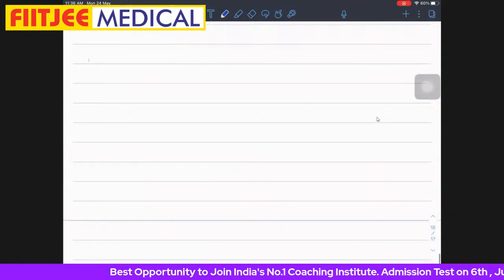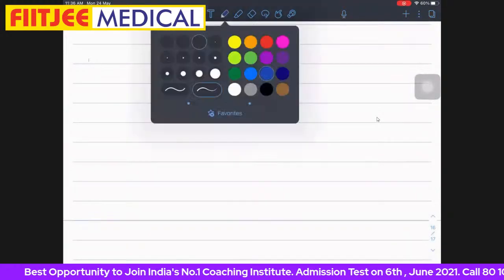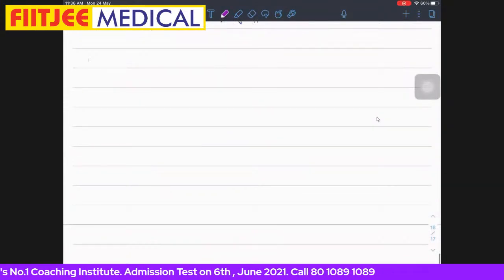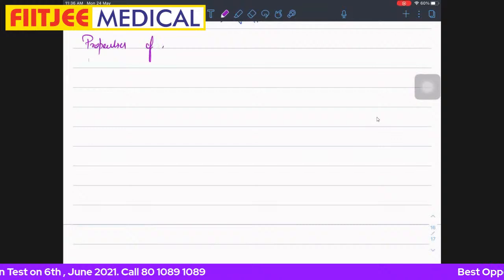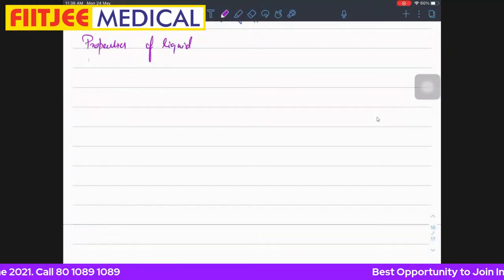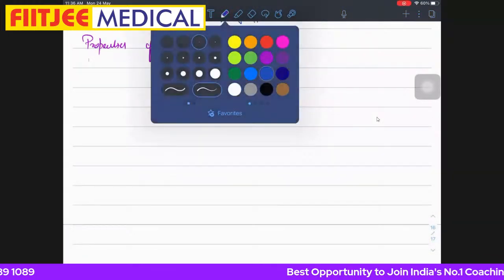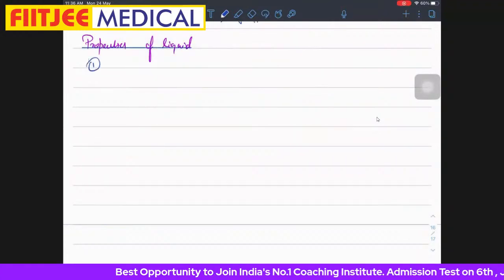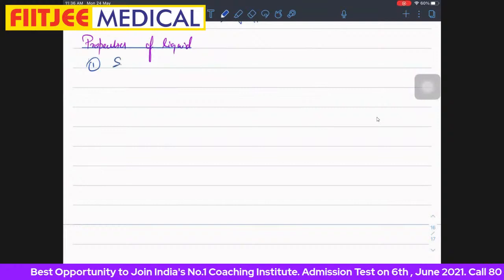See, after this, we are going to start properties of the liquid. So first thing, surface tension.